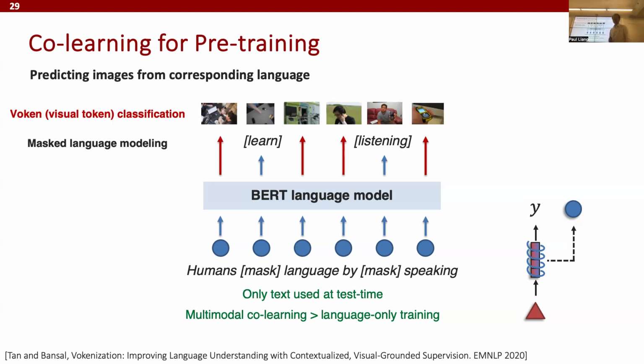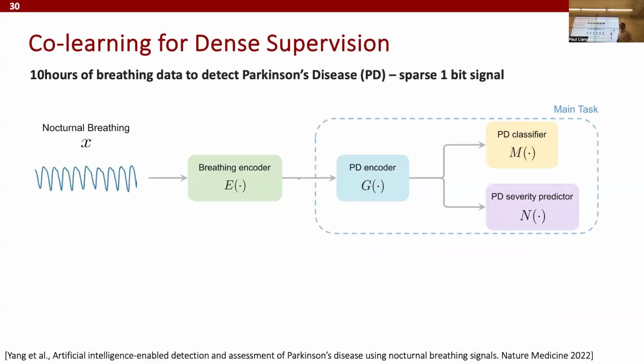Final example that I want to show is this idea of dense and sparse supervision. Over here, what these folks are doing is that they're trying to use breathing data to assess Parkinson's. Apparently there's some correlation between how you breathe and whether you might have early symptoms of Parkinson's disease. So you can collect 10 hours of nocturnal breathing, when the patient is sleeping. The only thing that you can predict is likelihood of Parkinson's, which is just one bit of information, right? One number.